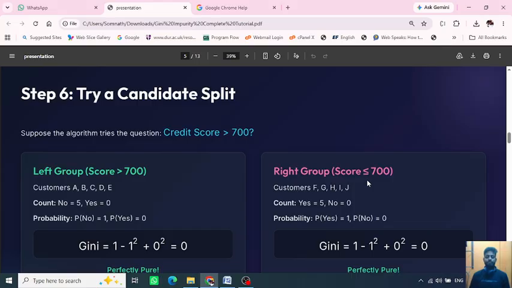As per the algorithm, it asks the data set one single question at a time, and based on the question, it will split the data set. Okay, but what question should you ask first? It's a very important thing.